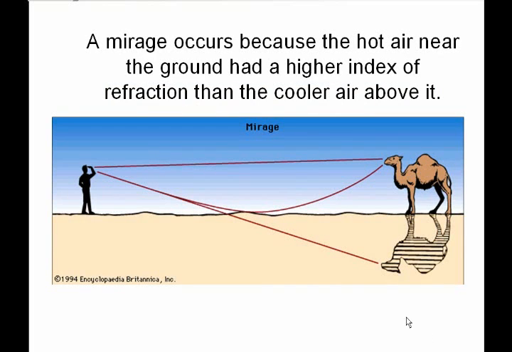Another common phenomenon caused by refraction is a mirage. In a mirage, these light rays that are coming from the object actually bend around in a circular pattern, because the air down near the ground is hotter than the air above and therefore has a higher index of refraction. So these light rays are bending. And since we're used to seeing in a straight line, we see a refraction of something up above down below.